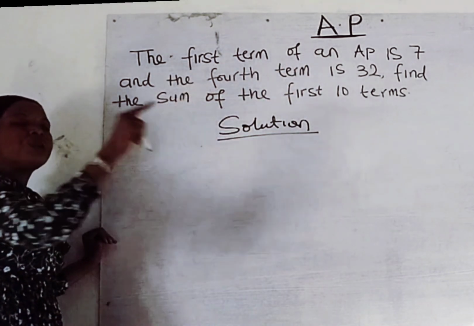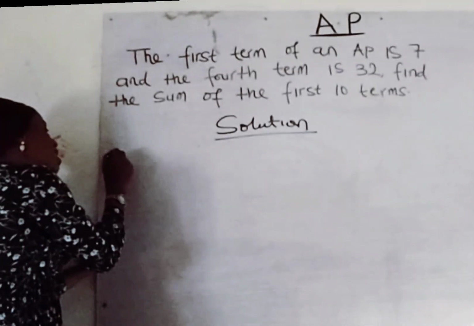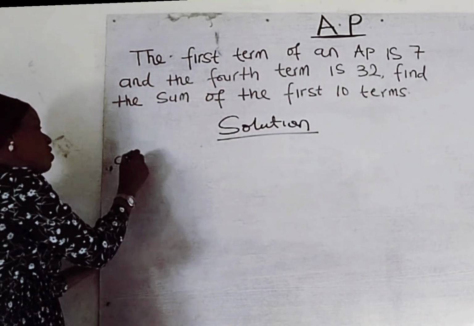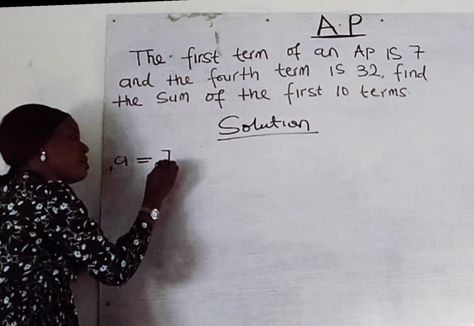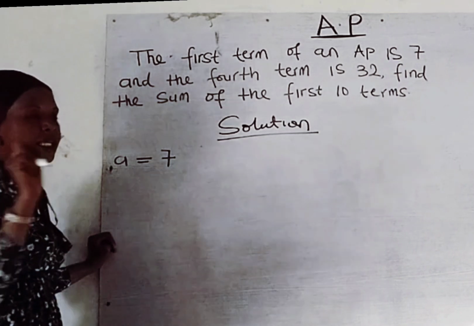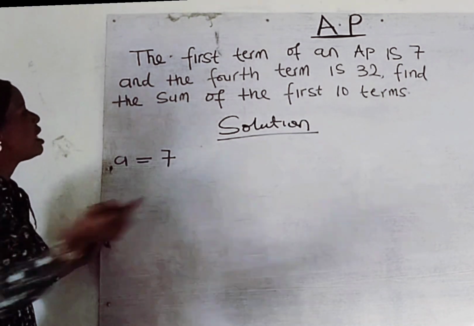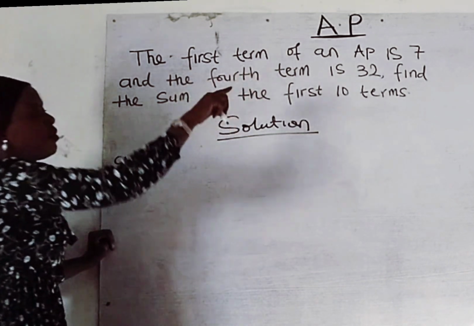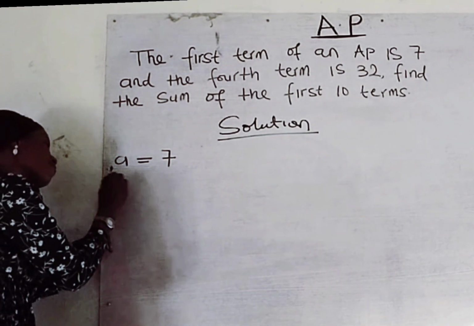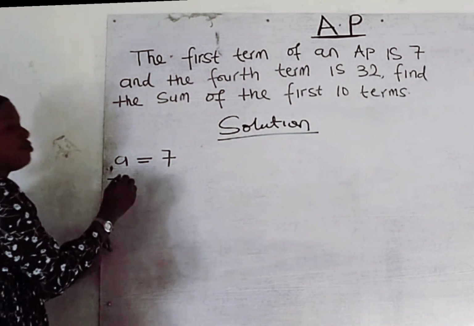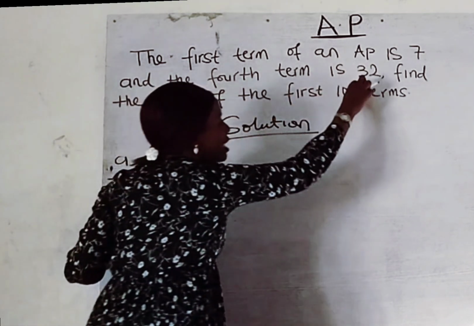So our first term, which is represented in AP by A, is equal to 7. So I write A equals 7. A means first term, which is the first number in APs. Okay? And another, the fourth term is represented in AP by T4 is equal to 32.